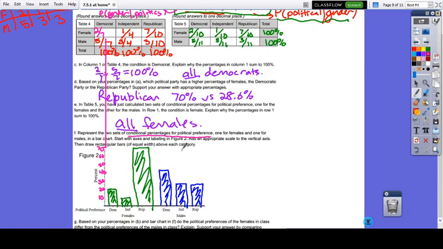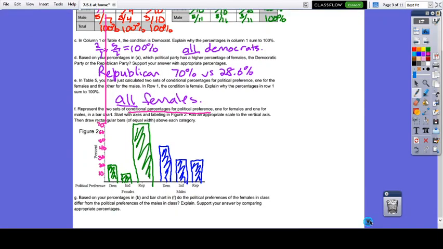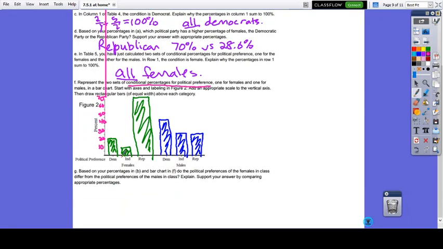Now, what can you use this chart for? You can look at some information as you go through. You can see what's equal to each other, what's lower, and so on. Based on your percentages in B and the bar chart in F, does the political preference of the females in the class differ from the political preference of the males? Explain, supporting your answers by comparing appropriate percentages. The answer here should be yes. I don't think there's a way for you to say no in this one. They do differ.